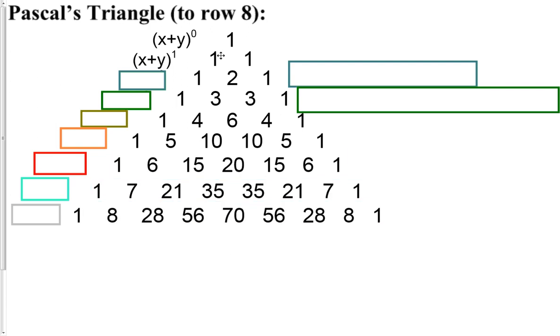So we start with a 1, then 1, 1. 1 plus 1 is 2. 1 goes out, 1 goes out. 1 plus 2 is 3. 2 plus 1 is 3. 1 goes out, 1 goes out. 1 plus 3, 3 plus 3, 3 plus 1, and so on. And the numbers get quite large.